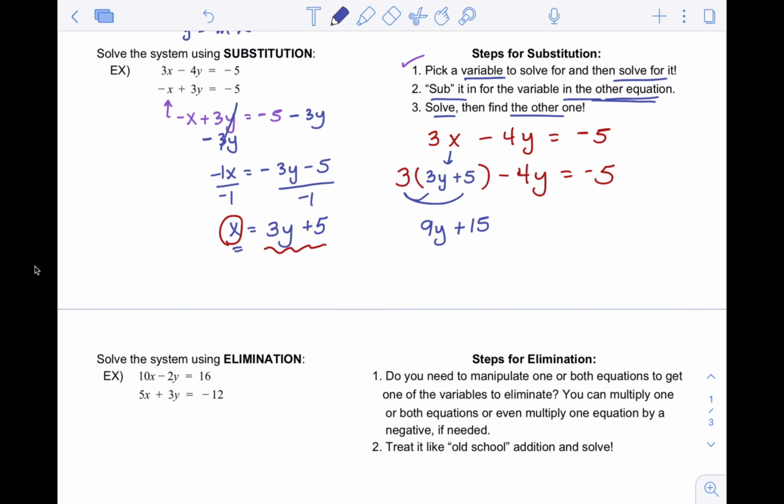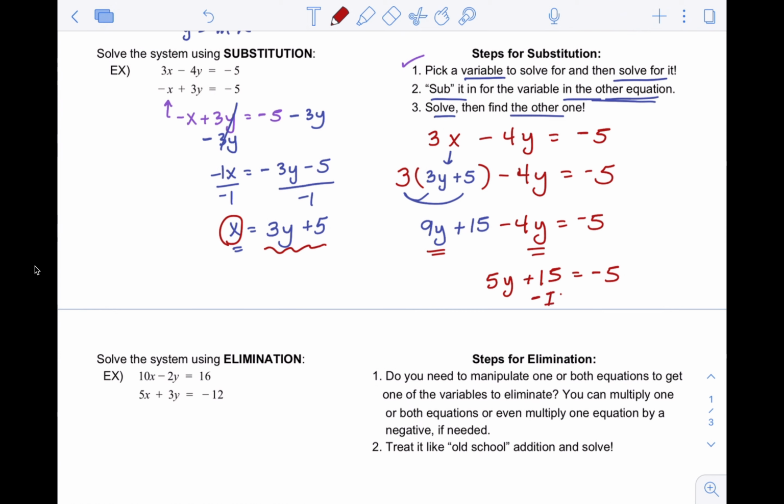So we have to distribute the 3, making 9y plus 15, and then keep solving. Keep simplifying. 9y minus 4y combine together to be 5y. So the left side of our equation is 5y plus 15 equals negative 5. The right side is negative 5. We will then subtract 15 and solve by dividing by 5.